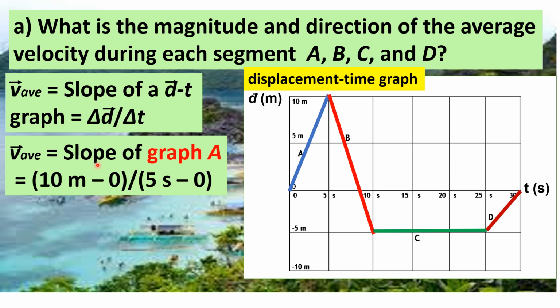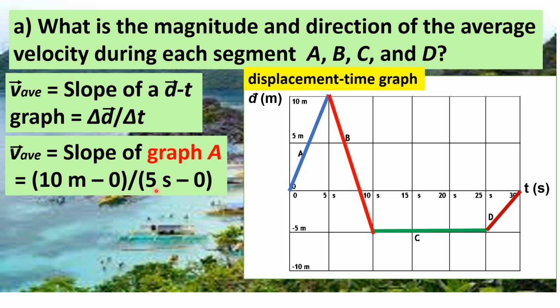A straight line sloping upward to the right. That is how we describe the graph line represented by segment A. And so therefore, we can already predict that the magnitude of the average velocity is going to be a positive and constant average velocity.